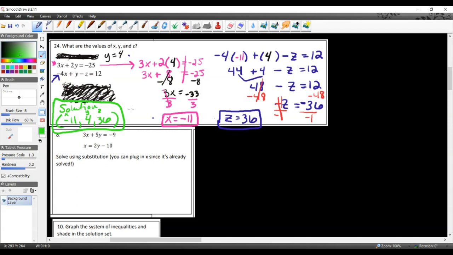Just make sure that you do put them in order, because you might get the numbers, but if you put them in the wrong order, it's not going to be correct, okay? All right, let's move on to the next problem.